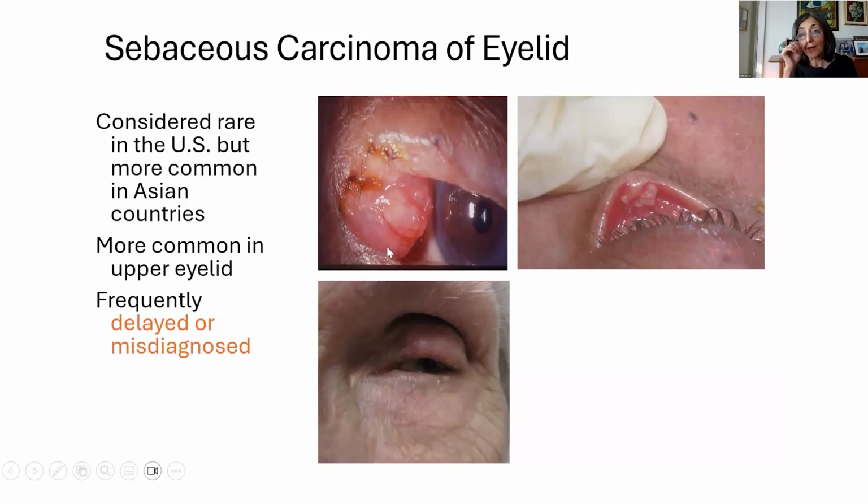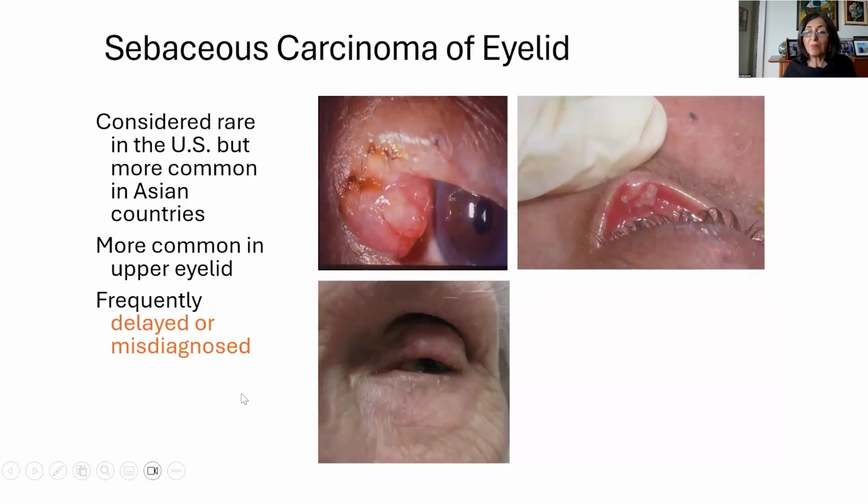It can happen in the caruncle. It can happen just on the conjunctival surface or just on the skin. So any place that you have sebaceous glands, you can get sebaceous carcinoma. Another name for this is meibomian gland carcinoma or meibomian carcinoma. But for the skin at large, it's referred to as sebaceous carcinoma.